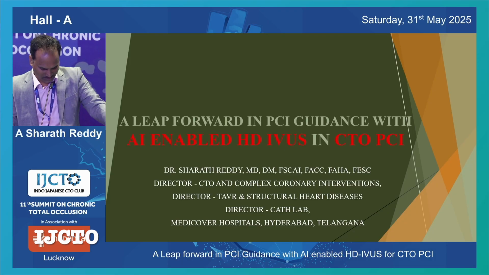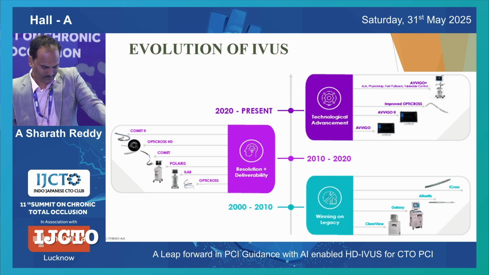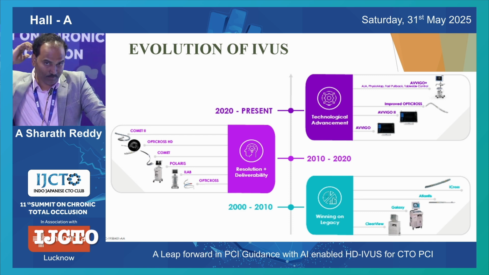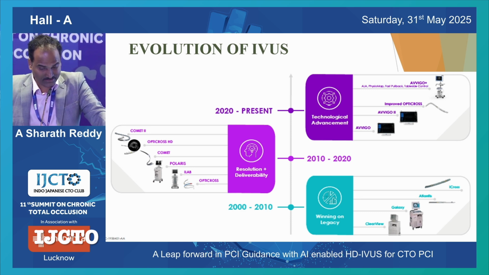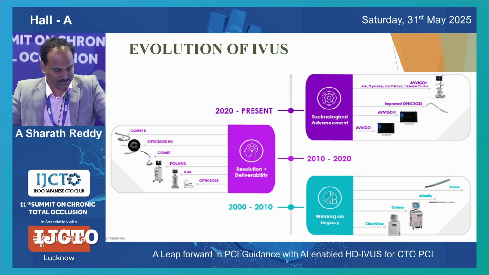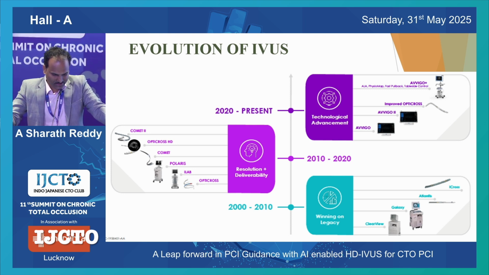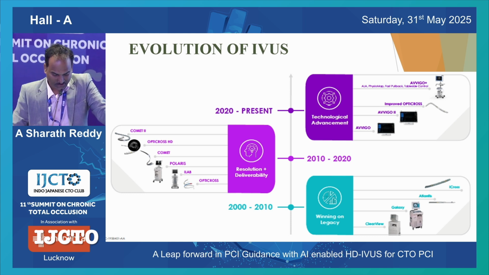So it's basically using Avvigo Plus in CTO PCI. Yeah, we have made major strides both in catheters used for imaging as well as software to analyze images. From Atlantis Pro to now OptiCross HD, that's an improvement in catheters which happened. And in software, from Clearview to Polaris, and now whatever we have, that Avvigo Plus.